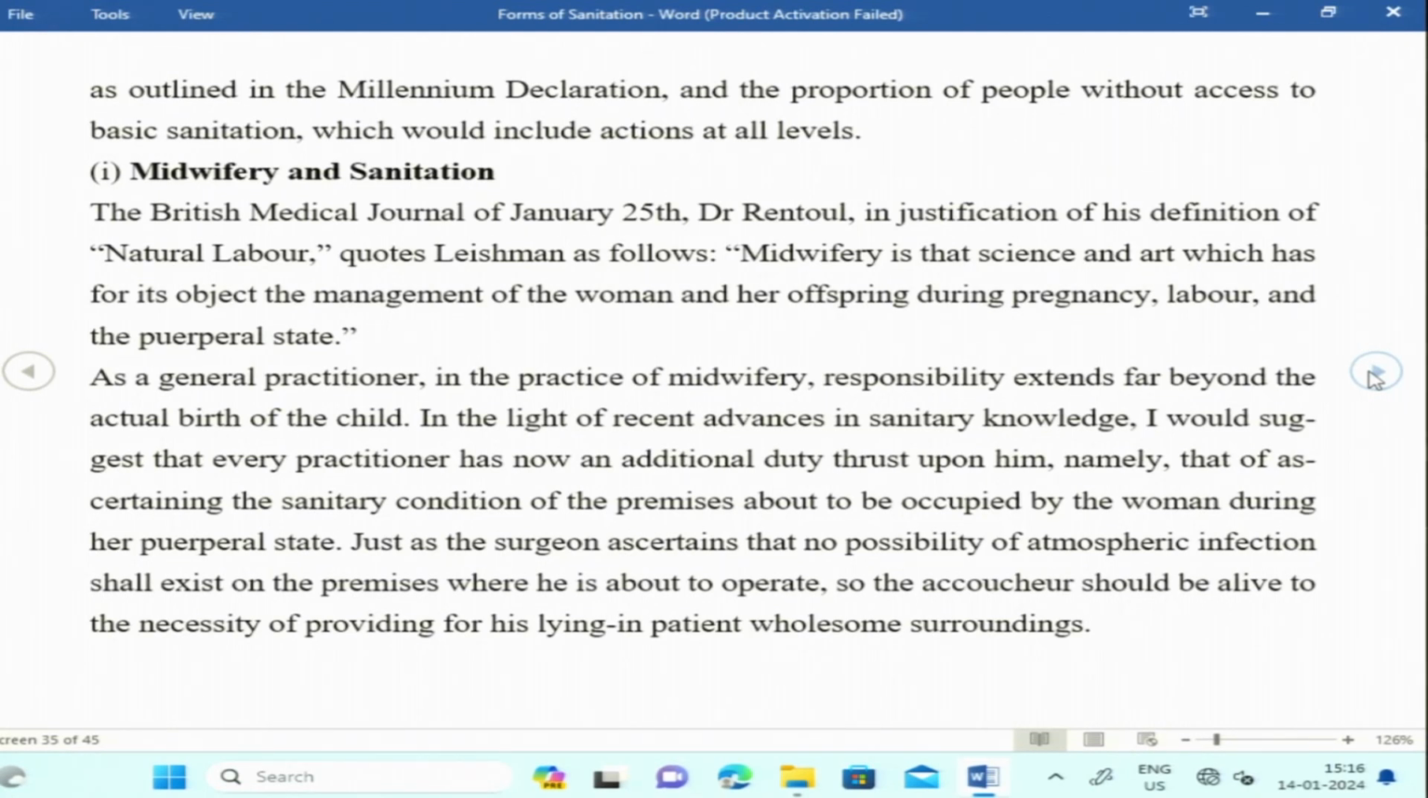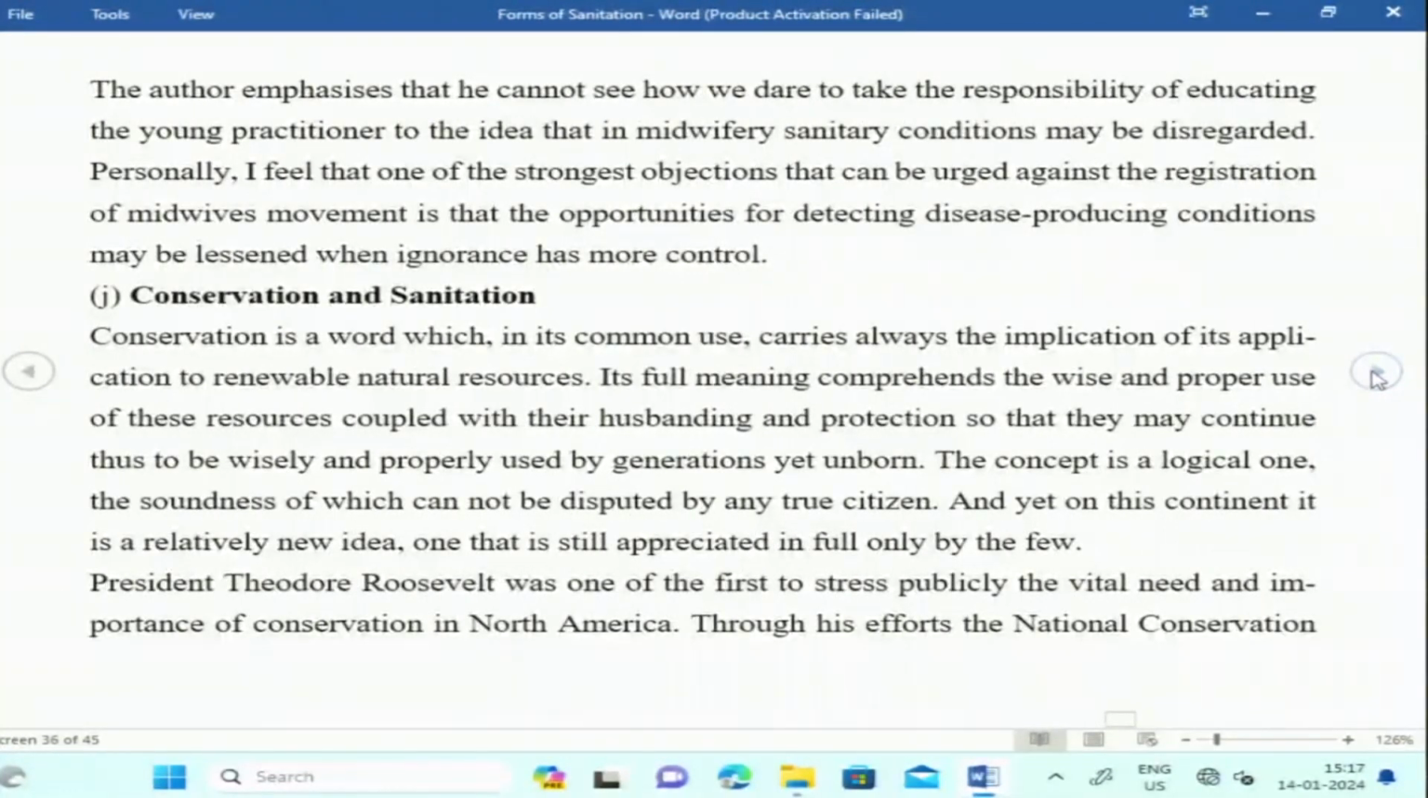And then we can speak about another important aspect of sanitation, that is midwifery and sanitation. Midwifery is seen as the science and art which has for its object the management of the woman and her offspring during pregnancy, and that is going to be an important issue. We try to see that the practice of midwifery provides certain aspects of the actual birth of the child. It speaks about the advances in sanitary knowledge which have to be provided, and how the patient can overcome certain diseases. These are things which are part and parcel of this.